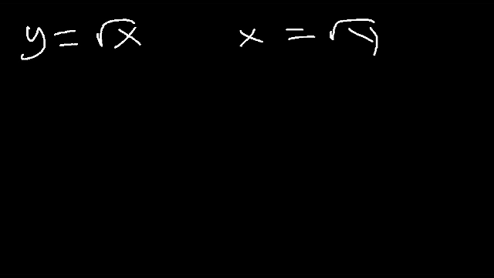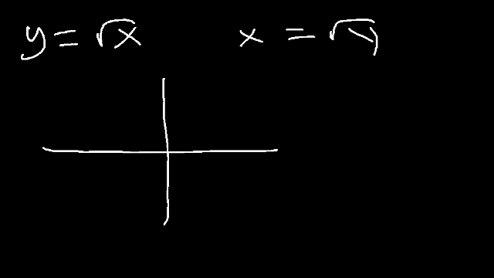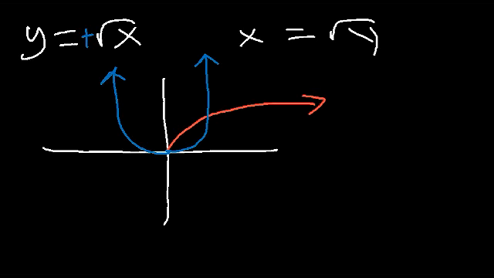So for example, if you have y is equal to the square root of x and x is equal to root y, these are inverses of each other. The square root of x function looks like this. This is positive root x. Negative root x would look like that, which we don't have. Now x equals positive root y, it looks like this. If it equals negative root y, we would have this region. Notice that these two are inverses of each other. As you can see, there's symmetry about the line y equals x.